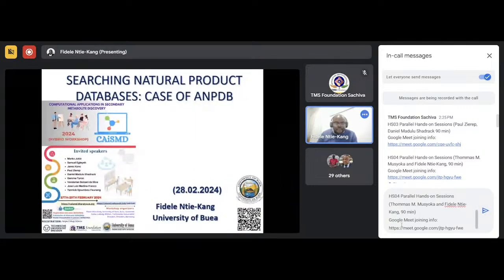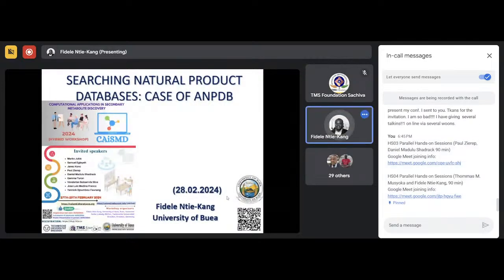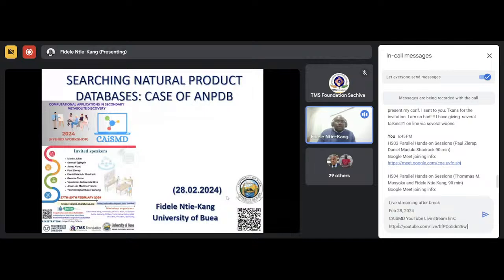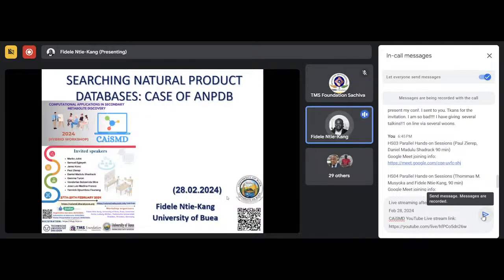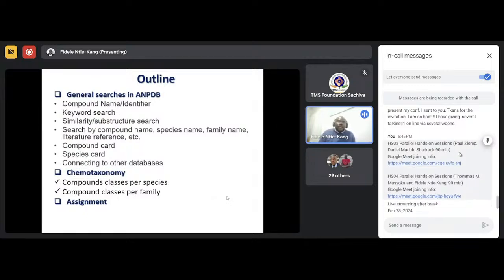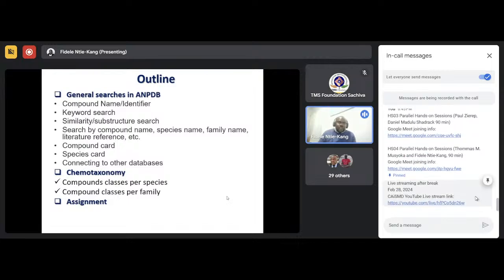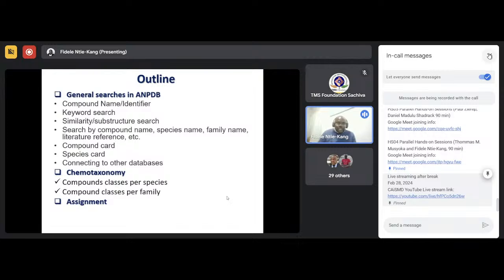Do you see my slides? Can everybody see my slide? Perfect. I will just continue from the flash introduction in the morning. I am going to present the ANPDB, the African Natural Product Database, which is being developed and updated in my group. We have 10 to 12 years of experience working on this project already. As we speak, it should be the largest collection of in silico, literature-based molecules from the continent of Africa. In this talk, I'm going to present the various options available, and then we are going to do a quick exercise on taxonomy.